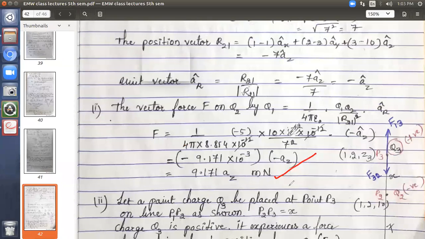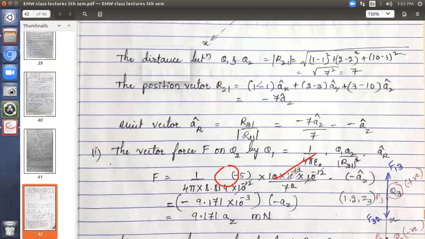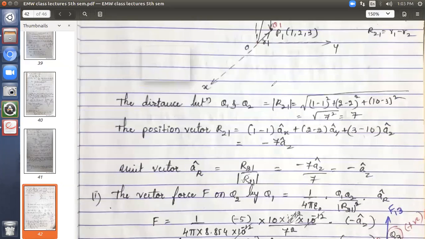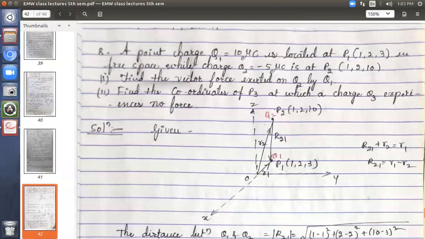Okay, this is the magnitude, I got it in AZ direction, because if I do that, I get these to 0. 1 minus 1, 2 minus 2, 0. Only the third direction, AZ direction, will exist. First point is similar, the way we did in previous problems. There is an important part here in the second sub question.